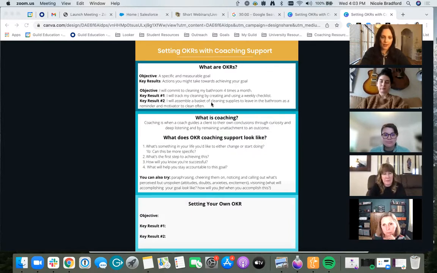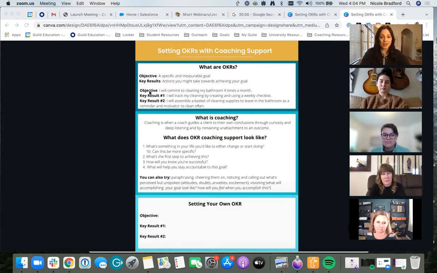I've gone ahead and written up an example objective with some key results, and I tried to keep it pretty light, maybe even something specific to me. And of course, throughout the session, you can keep it as light as you'd like or go as deep as you'd like. It just depends on your comfort level.